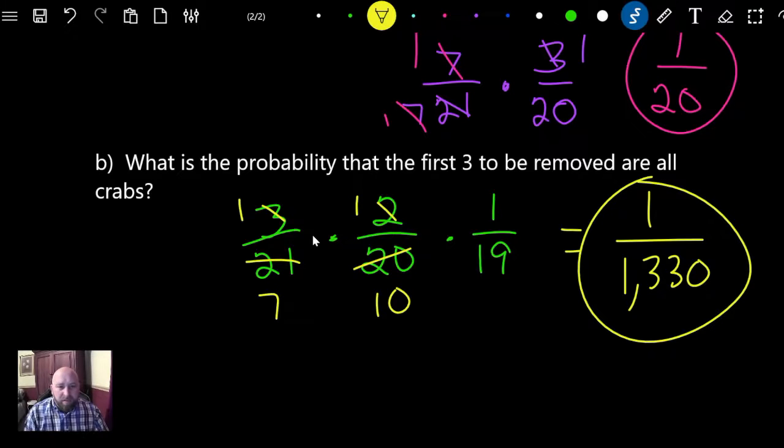You'd probably just want to leave that in a fraction. You could put that in a decimal, but it's going to be a big decimal number. So probably just in a fraction is fine right there.